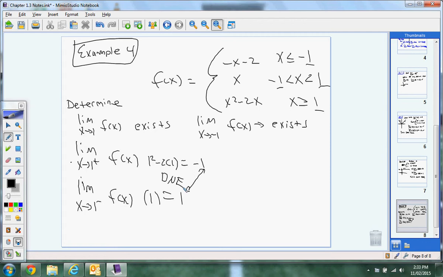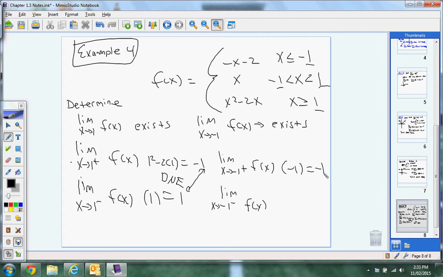Now we're going to look at -1. So we're going to look at -1 from the right, and we're going to look at -1 from the left of f of x. So Emily, if I'm doing -1 from the right, what piece does that fall me into? The x. Good job. So I would put -1 in, so I would just get -1.